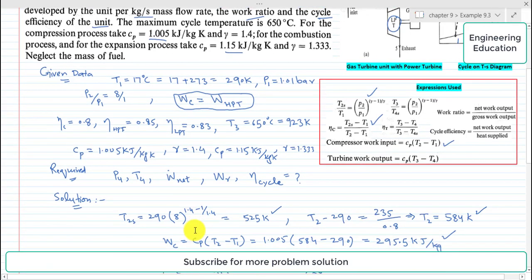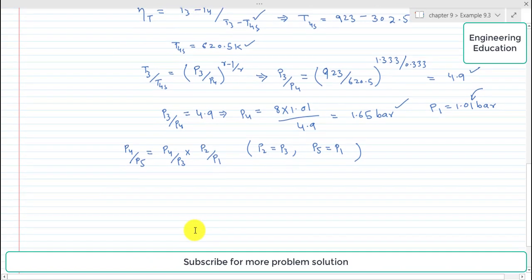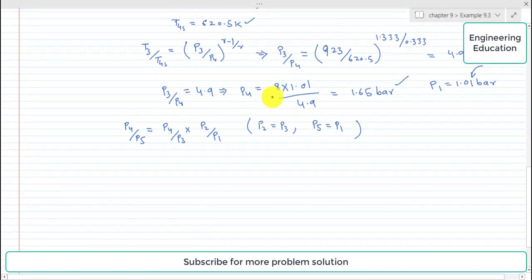Now coming to the point, we can write that P4 by P5 is equal to 8 over 4.9, because we know about these pressure ratios. So we just put the values of these pressure ratios, and it becomes 1.63. Now using this pressure ratio to calculate further unknown temperatures, one of them is T5s.